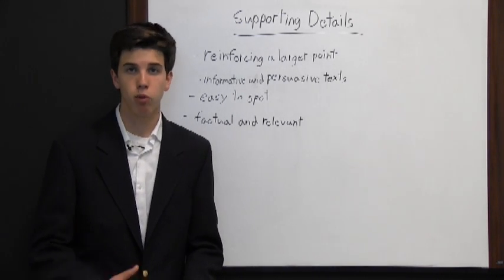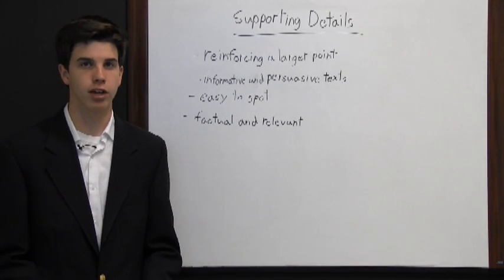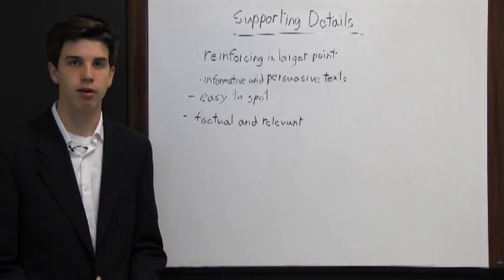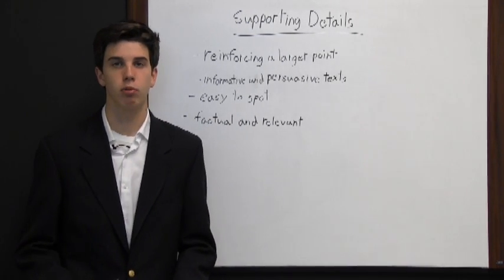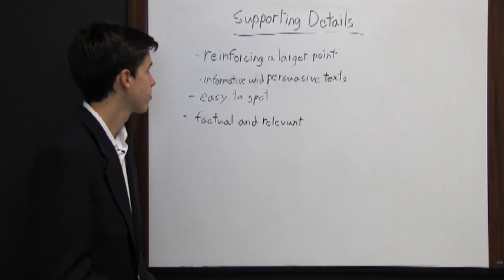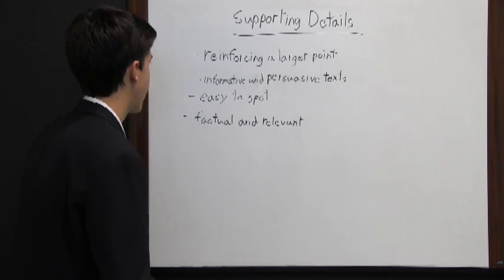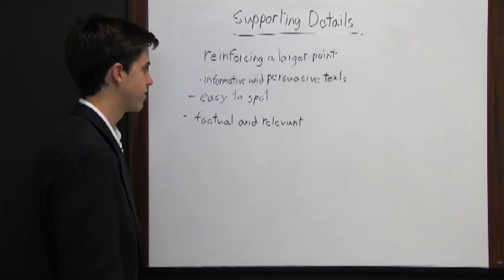So a writer will make a point, which may take the form of a topic or a main idea of a paper. So the writer makes that point, and then the writer backs up their point with supporting details. And these details are most often found in informative and persuasive text.